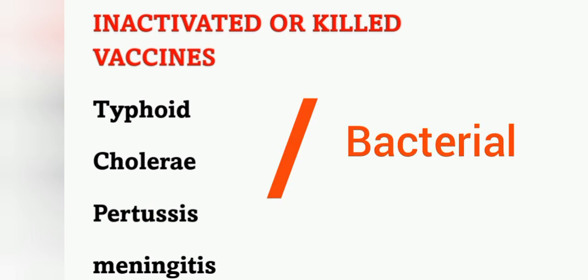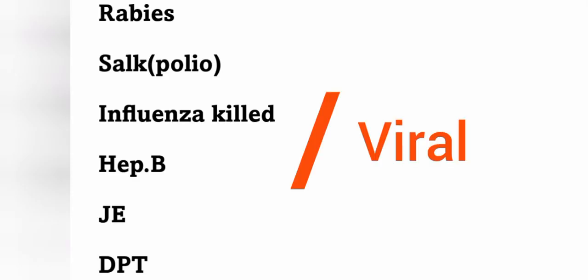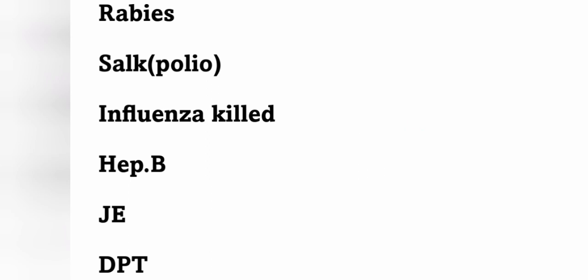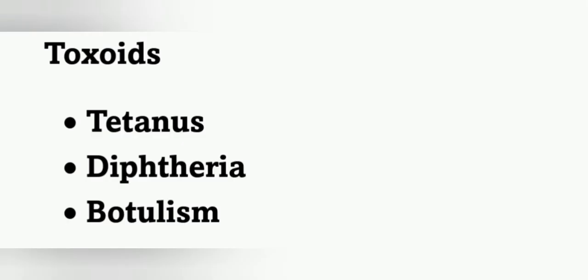Next are killed or inactivated vaccines. They include bacterial killed and viral killed vaccines. Bacterial killed vaccines include typhoid, cholera, pertussis and meningitis. Viral killed vaccines include rabies, Salk polio vaccine, influenza killed vaccine, hepatitis B vaccine, Japanese encephalitis vaccine and DPT vaccine. Next are toxoids. Toxoids include tetanus, diphtheria and botulism.